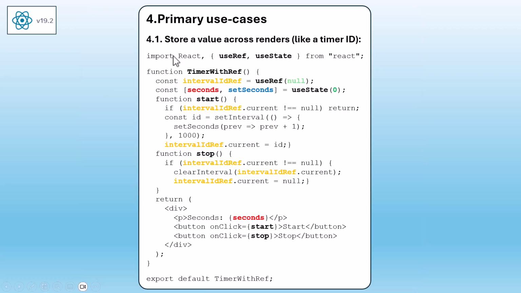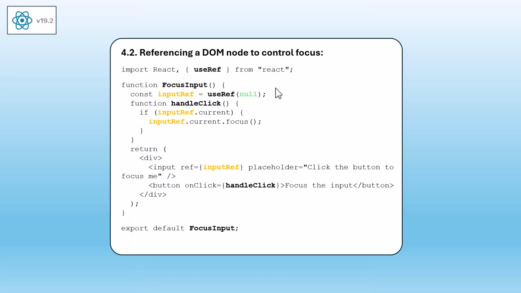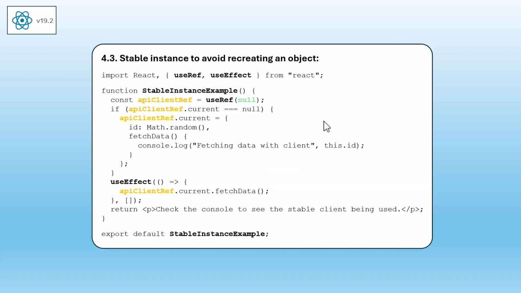4. Primary use cases. There are several common scenarios where useRef shines. Storing a value that needs to survive between renders but does not drive UI updates, for example, an identifier for a timer, or a reference to some external resource. Referencing a DOM node, or similar imperatively managed resource, so that you can manually interact with it, for example, moving focus, or measuring it. Keeping a stable instance of something, an object or other value, whose recreation on each render would be wasteful or undesirable.